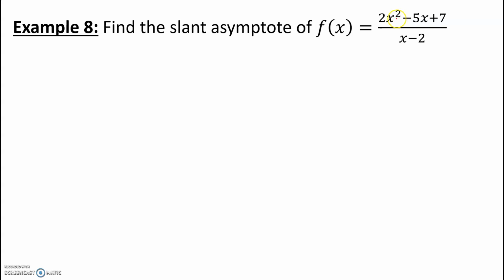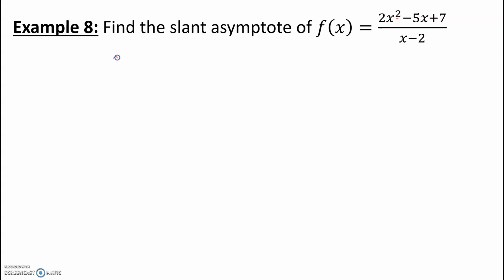So here we see our degree is 2, our degree is 1, so it's bigger by exactly 1. So we do have a slant asymptote here. There's no horizontal asymptote, but there is a slant asymptote. So we're going to go ahead and divide. I'm going to use synthetic division. I'm not going to use long division.